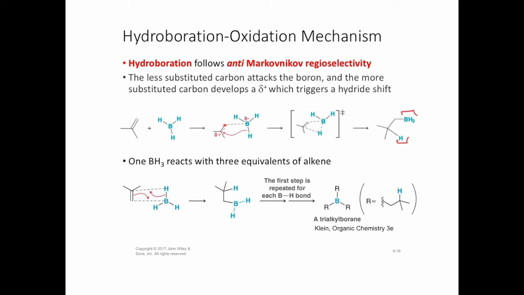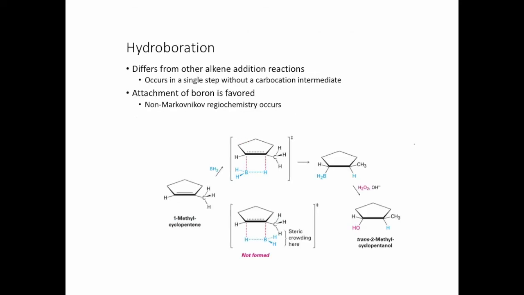And we want to use two arrows to show this. One arrow going to form a bond with the boron, and another showing the hydrogen forming a bond with the other carbon of the alkene. So here again we see another addition, and we see the boron is going to attach to the more sterically accessible carbon, the one that's less substituted. This is not formed because you have that methyl bumping into the boron.